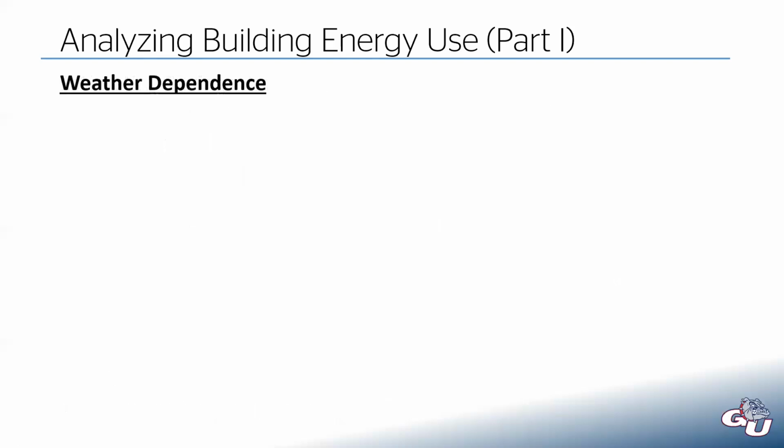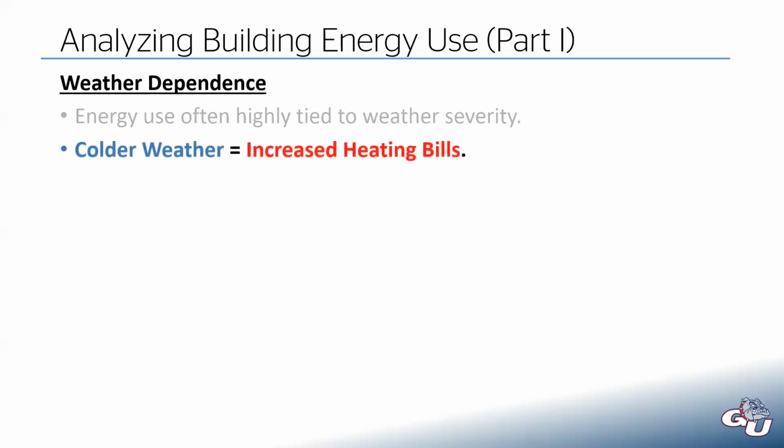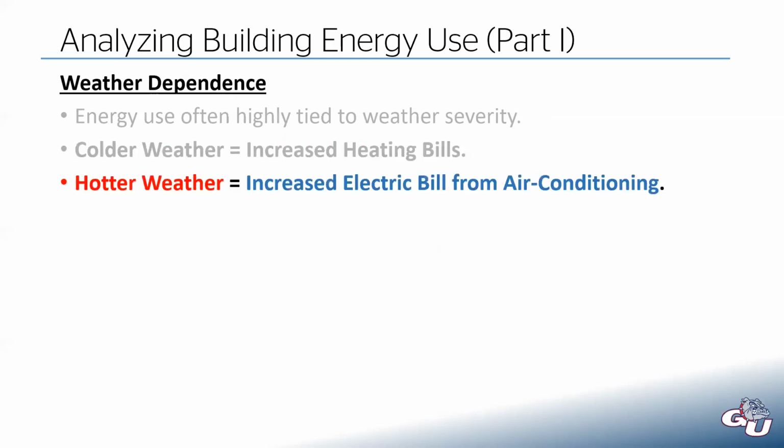An important piece to this relates to weather. The energy use of a building is highly correlated to the weather. So if you have colder weather, you can expect your heating bills, usually your gas bills, to go up. And then in the summer, the hotter it gets, you should expect your electric bill to increase from air conditioning. And so if you were to look at this summer to last summer, well, what if one of those summers happened to be setting record highs? You would expect your electric bill to increase.